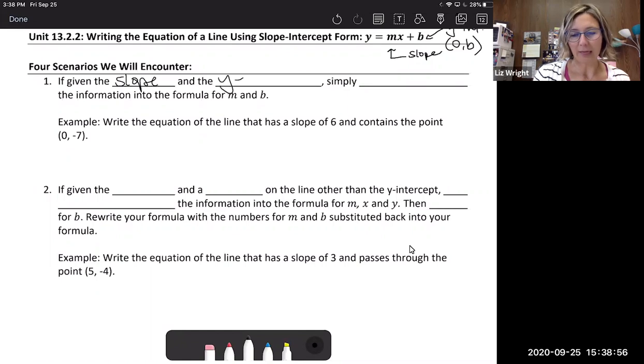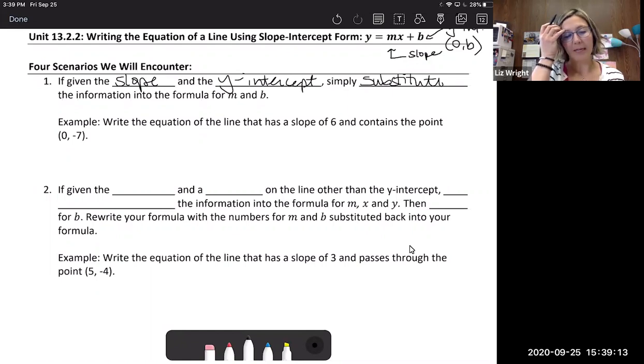and the y-intercept, simply just substitute the information into the formula for m and b. So for example, here's our example. Write the equation of the line that has a slope of 6 and it contains the point (0, -7).